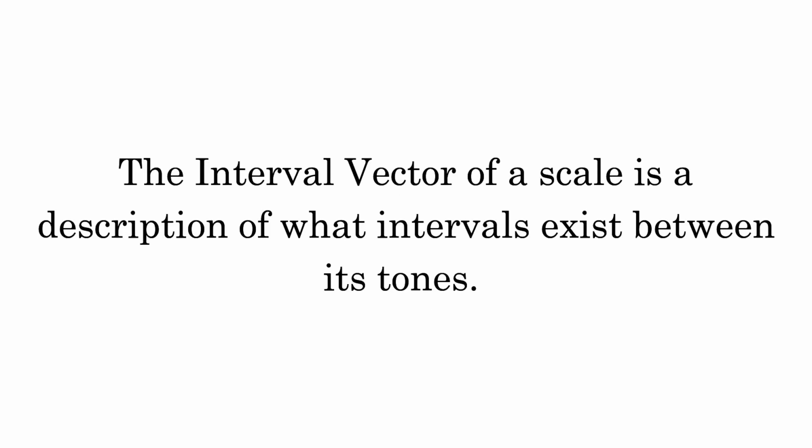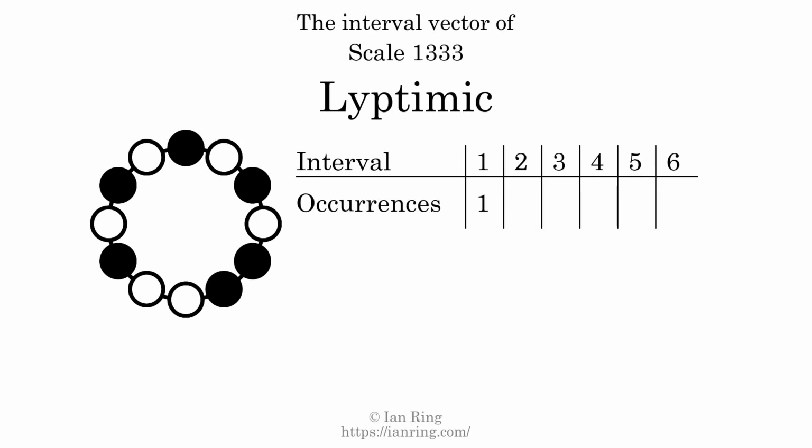The interval vector of a scale is a description of what intervals exist between its tones. There is one interval with a size of 1 semitone. It is here. There are 4 intervals with a size of 2 semitones. They are here, here, here, and here. There are 2 intervals with a size of 3 semitones. They are here and here.